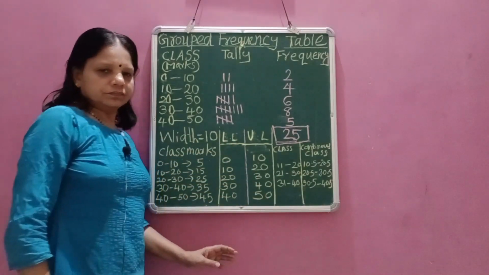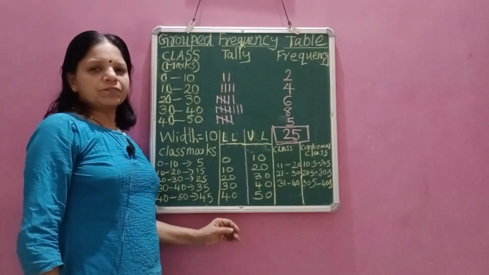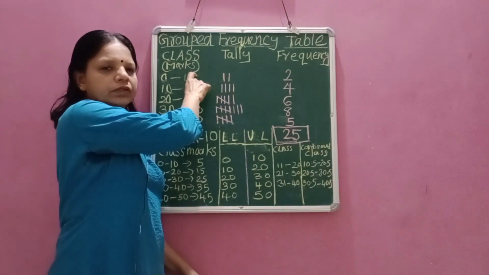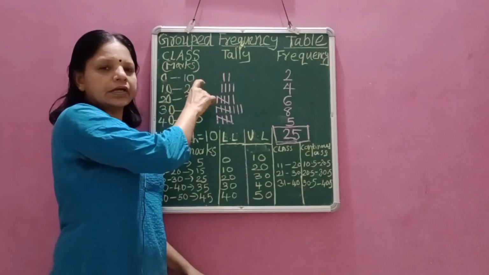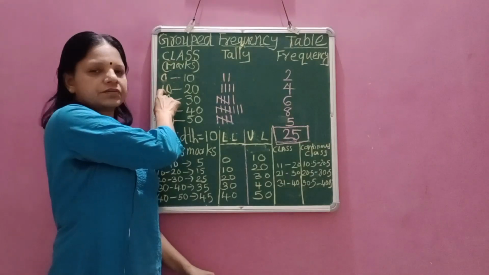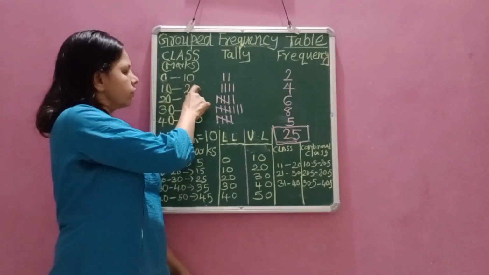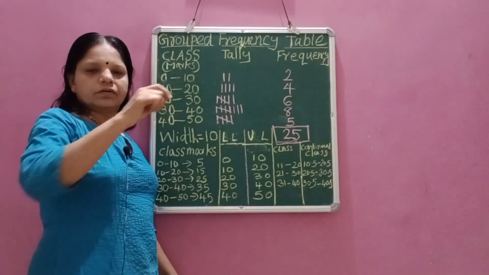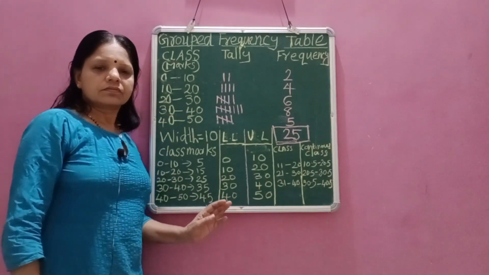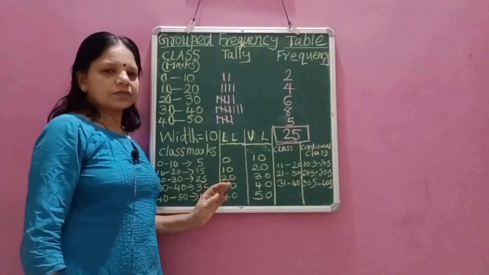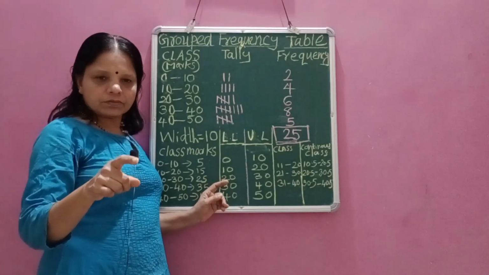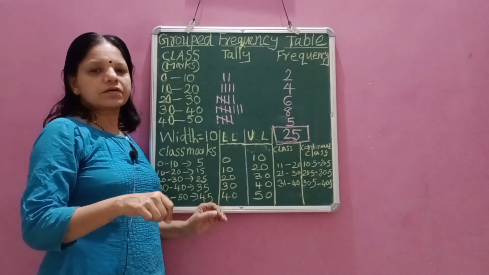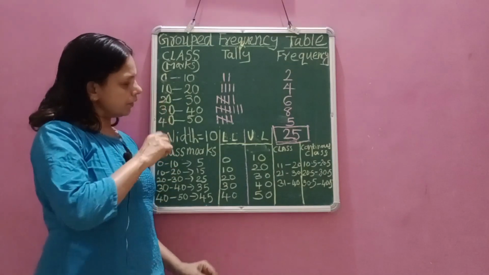Clear? Now, you can observe that the upper limit of a class is equal to the lower limit of the next class. Here all 20, 20, 30, 30, 40, 40. So such classes, what is the condition? The upper limit of a class equals the lower limit of the next class. Then such classes are called continuous classes.